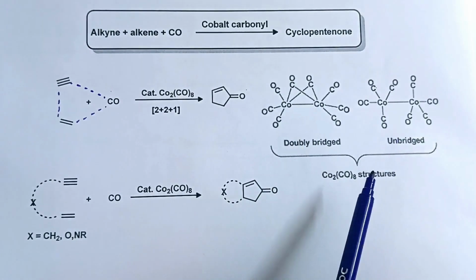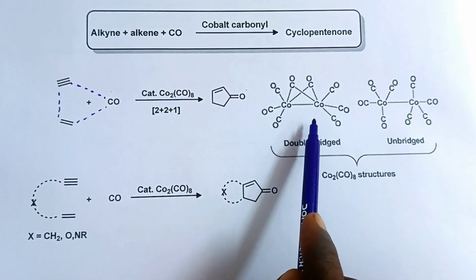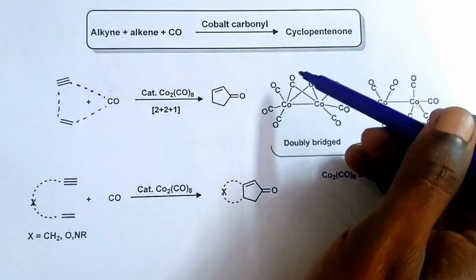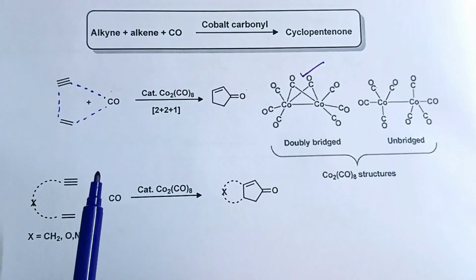So there are two isomers. One is bridged, the other one is unbridged. The bridged one is a solid, the other one is liquid. And this is the isomer we use for our Pauson-Khand reaction here.